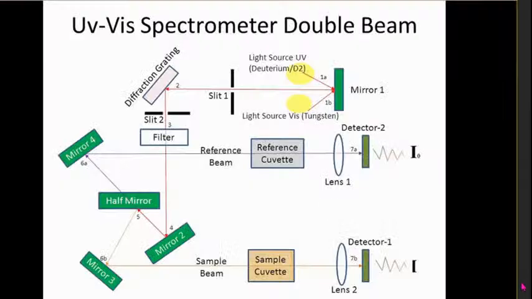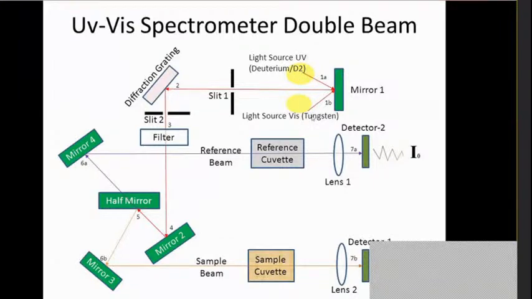Okay, it's a UV visible spectrometer. In this UV, we have two types, and many of them use the double beam spectrophotometer. Okay, in this double beam spectrophotometer, we have the setup here.